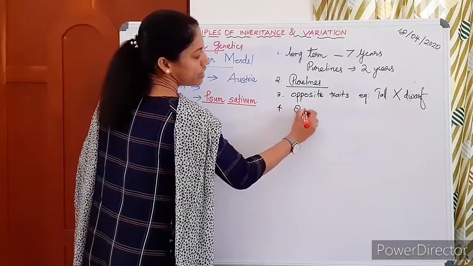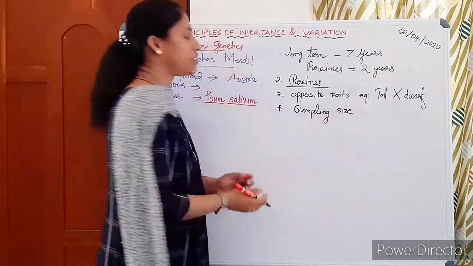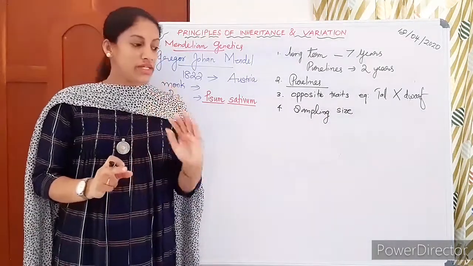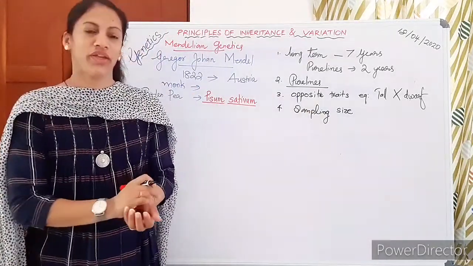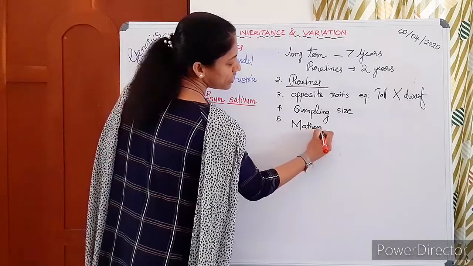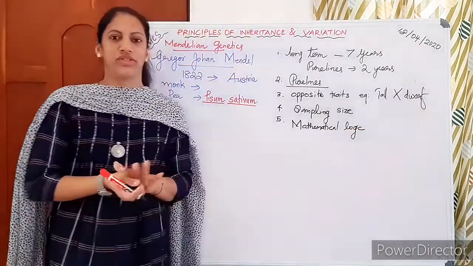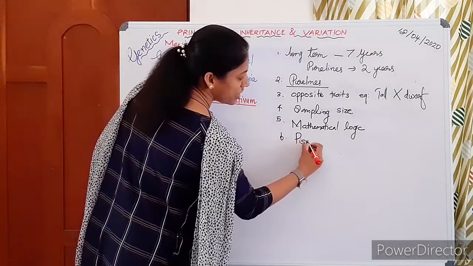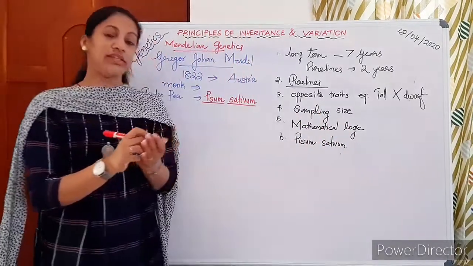He also selected a large sampling size for his experiment. The fourth reason for Mendel's success is the large sampling size. He didn't limit his experiment to 1 or 2 plants. His sampling size was large. Mendel was the first man who introduced mathematical logic and statistical analysis to biology. These are all reasons for Mendel's success, and he had a good experimental material, Pisum sativum. This is also one of the reasons for his success.